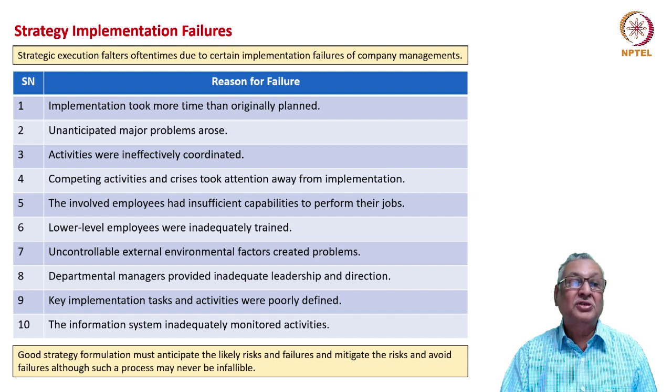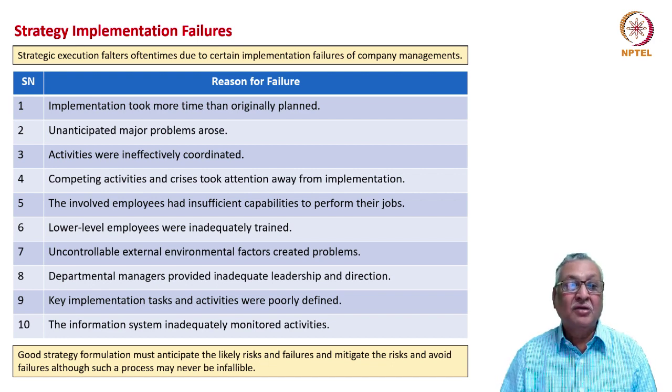Why do strategies fail? The implementation failures that drive strategic execution faltering are the following. 1. Implementation took more time than originally planned. That is, we thought that we will do a project in 2 years, but it takes 4 years.